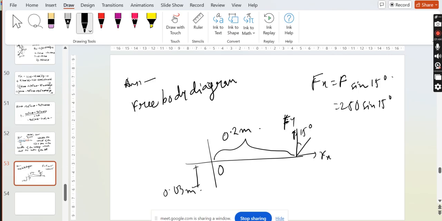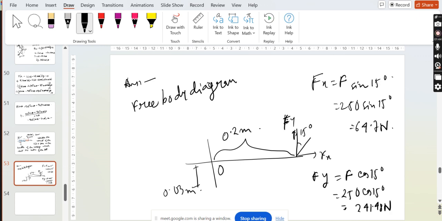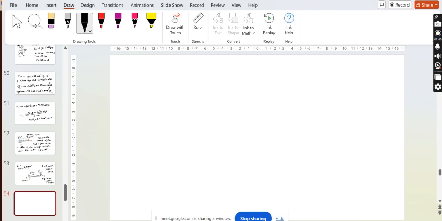That would be 64.7 Newton. And this is Fy, which is F cos 15 degree. So 250 cos 15 degree. This is 241.48 Newton. So we need to calculate the moment about O.